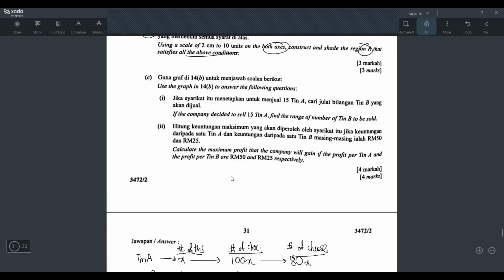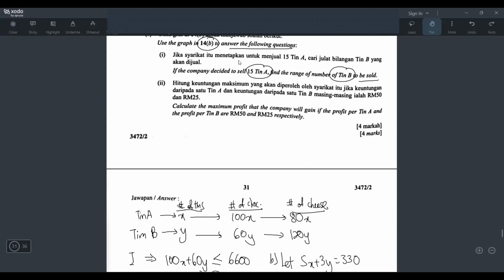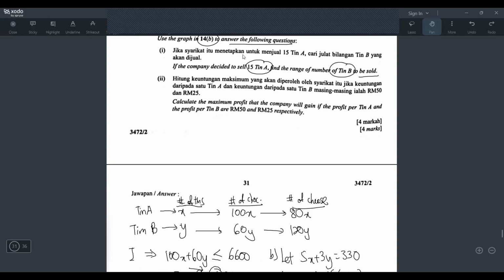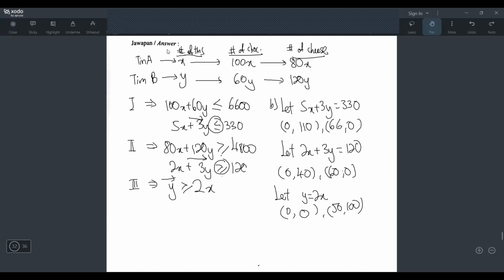Now we can do our C, right? So what the C wants, let's read the question. Use the graph in 14B to answer the following questions. Number 1, if the company decided to sell 15 tin A, find the range of tin B to be sold. If they say 15 tin A, does it mean x equals 15 or y equals 15? When x equals 15, because the number of tin A is represented by x.